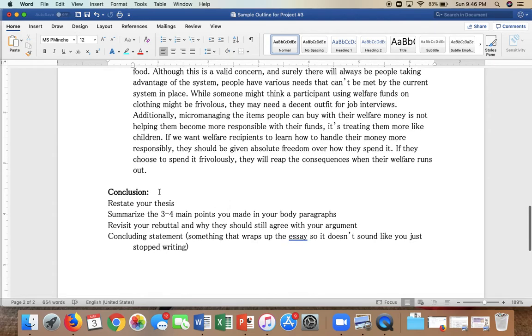Then lastly, you'll have your conclusion. And in your conclusion, again, you will restate your thesis, summarize your 3 to 4 main ideas you made in your body paragraphs, revisit your rebuttal and why the reader should still agree with your argument, and then end with a concluding statement, something that wraps up the essay so it doesn't sound like you just stopped writing in the middle of your paragraph.